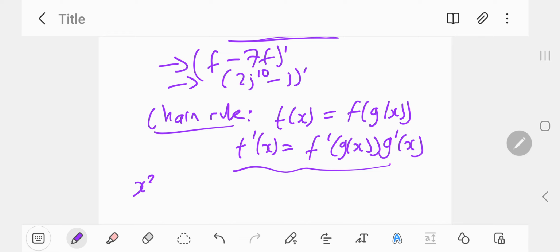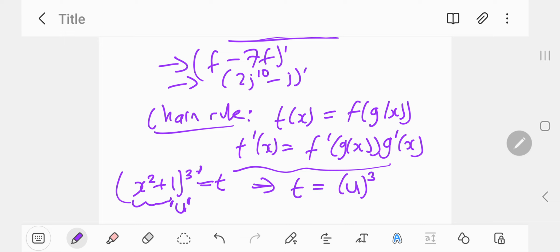So suppose you've got (x squared plus 1) cubed. I want to find the derivative of this. The way you go about solving this type of question is by calling the expression within the parentheses, within the brackets, u to make things easy. So let's call this whole expression here t, right? So t is then just u cubed.